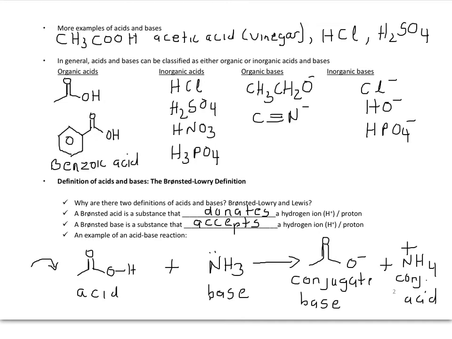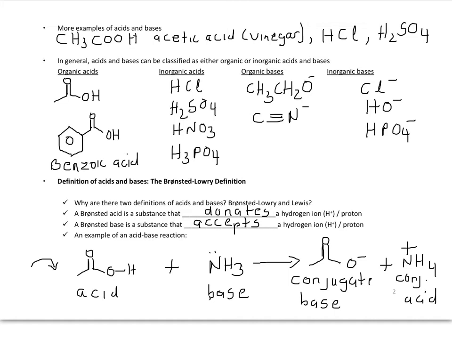Here are a few more examples of acids and bases. So here we can see acetic acid, which is a common acid in vinegar. We have HCl, which is found in our stomach. And then we have sulfuric acid, which is usually found in car batteries.